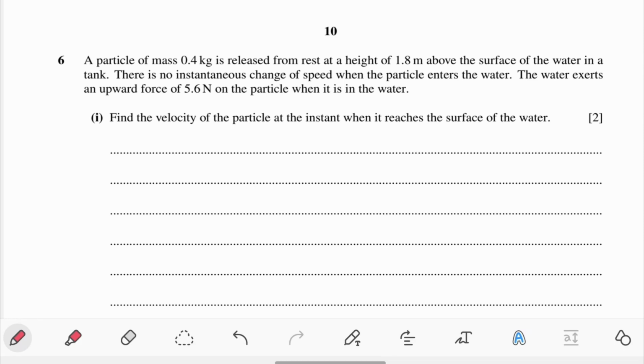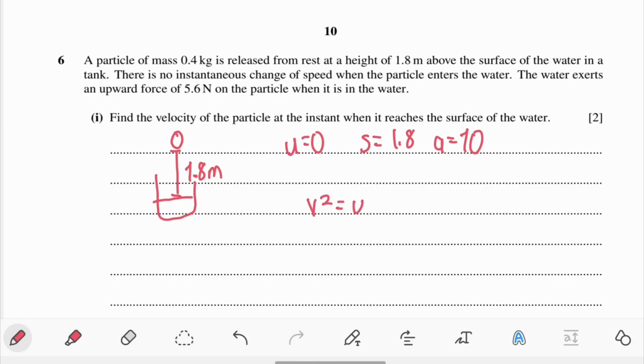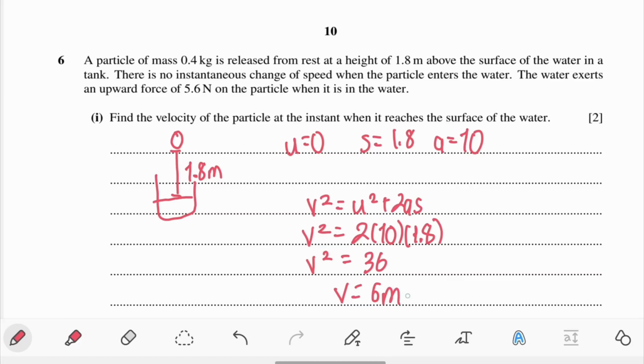So basically the mass is here, and the water is here. It falls a height of 1.8 meters. So the initial speed is 0, the distance is 1.8, the acceleration is 10. So we can just use v squared is equal to u squared plus 2as, and we get v squared is 36, so v is 6 meters per second.